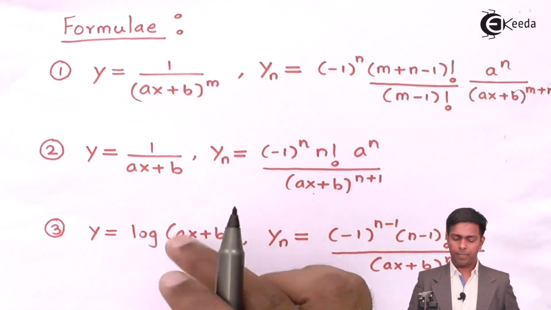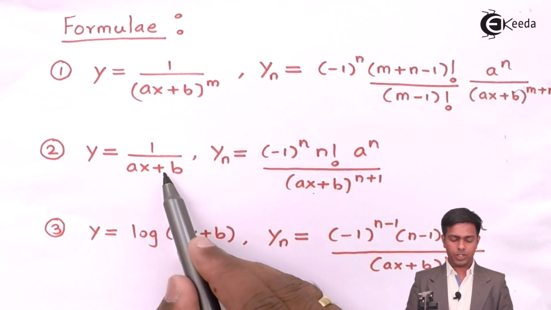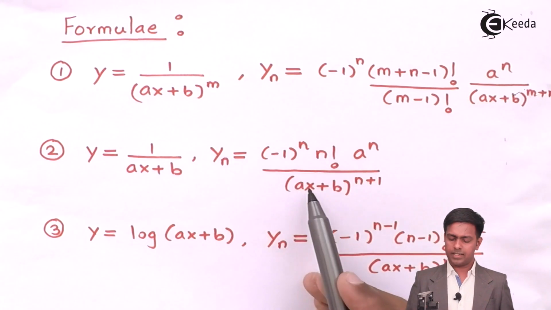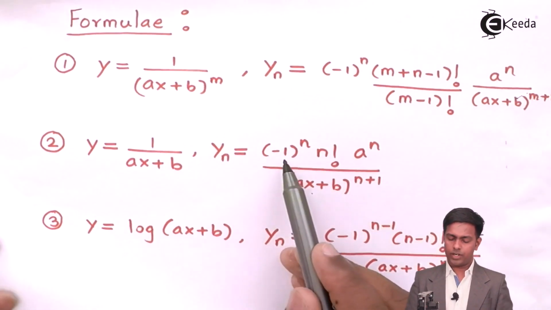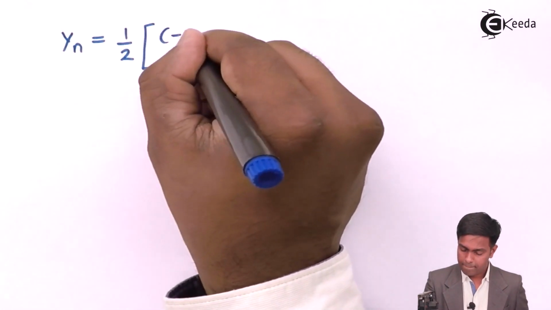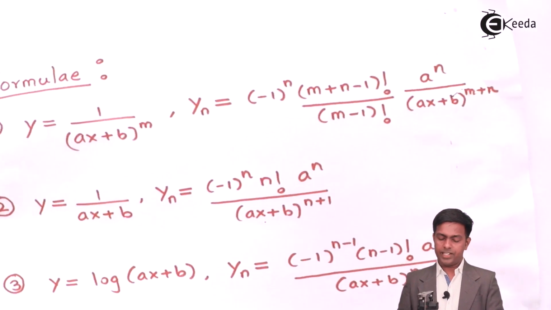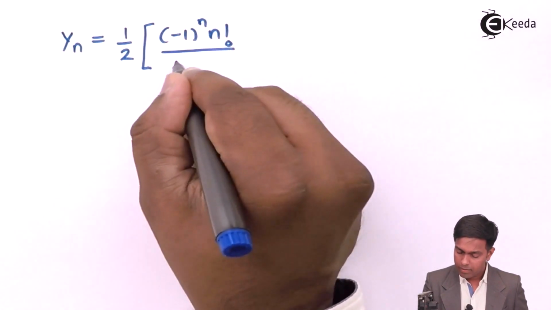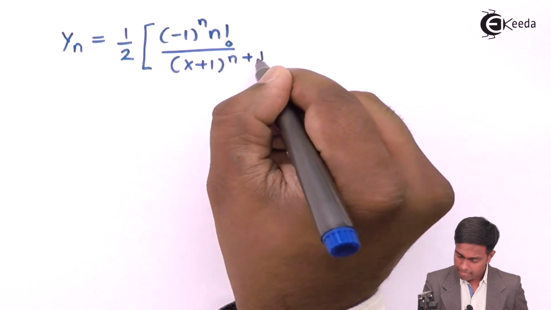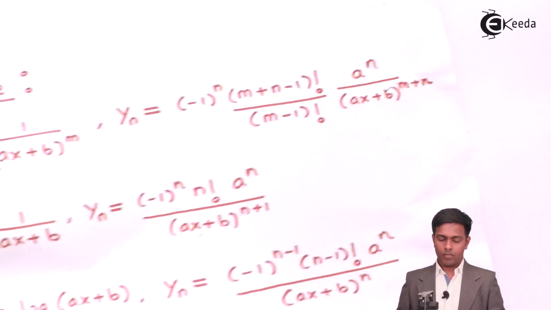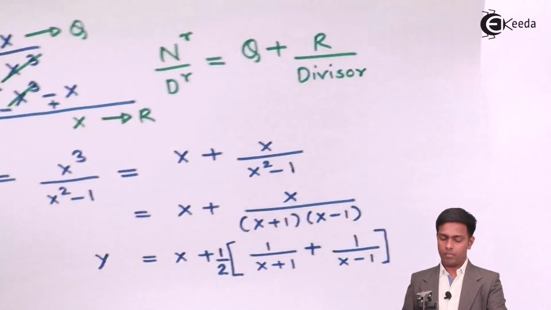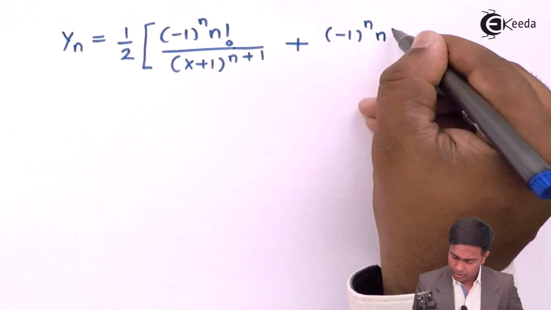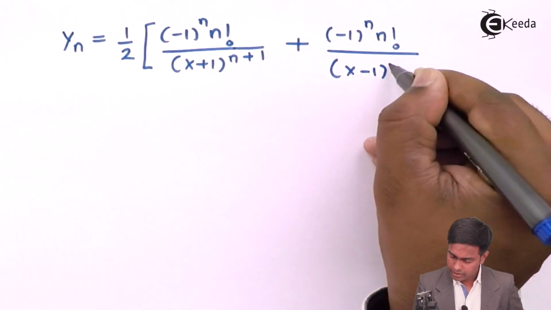I'm gonna use this formula. So if I compare this 1 upon ax plus b with 1 upon x plus 1, then a and b both are 1. So just replace a and b with 1. So here we'll get minus 1 raised to n into n factorial. A is 1, so 1 raised to n is 1. Here x plus 1 raised to n plus 1, so upon x plus 1 raised to n plus 1, plus, then we have 1 upon x minus 1. For that again I'll use the same formula, so we'll get minus 1 raised to n into n factorial upon x minus 1 raised to n plus 1.